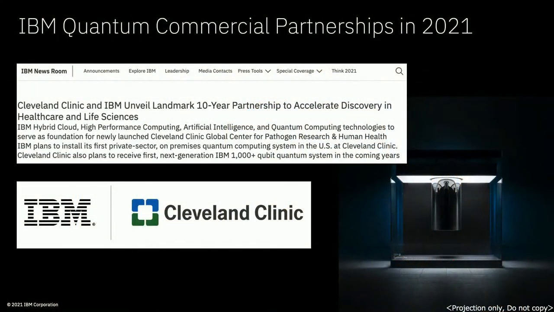IBM recently announced one of its most strategic and advanced partnerships in the US with Cleveland Clinic. This is a 10-year long-term research partnership, including providing a quantum machine of more than 1,000 qubits on-site to Cleveland Clinic, with all the research collaboration and activities. We believe this is going to be one of the model cases to drive and accelerate science and discovery.